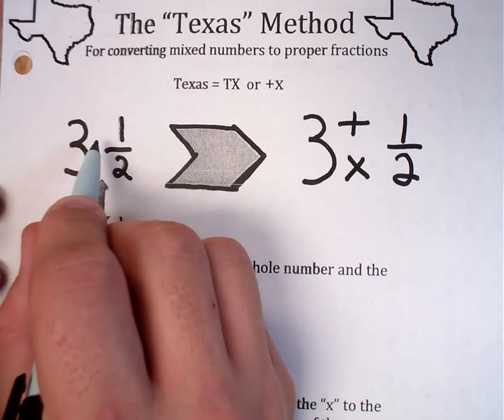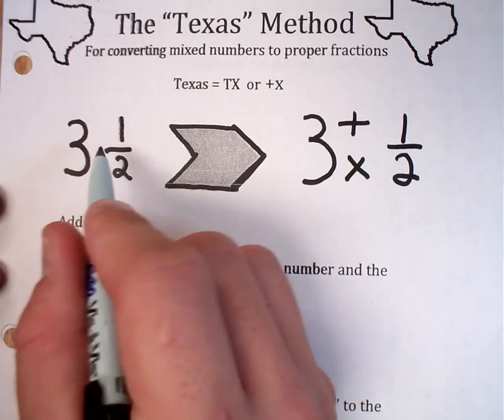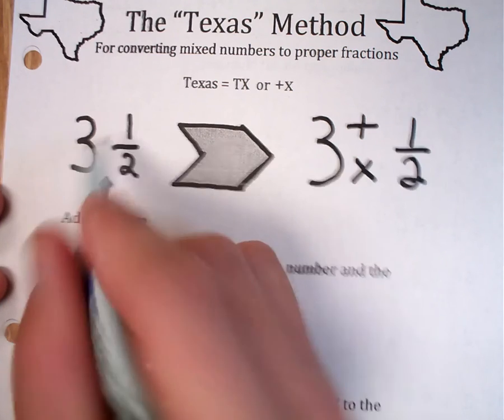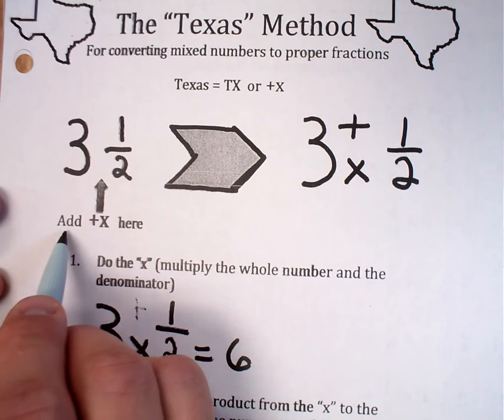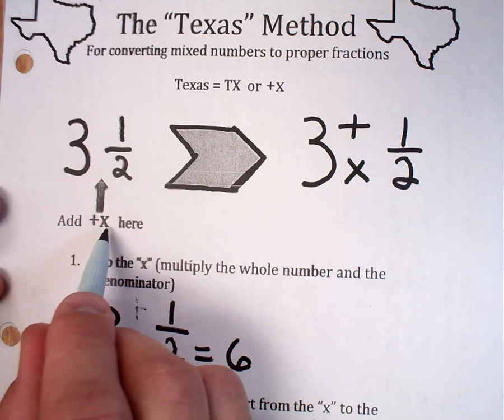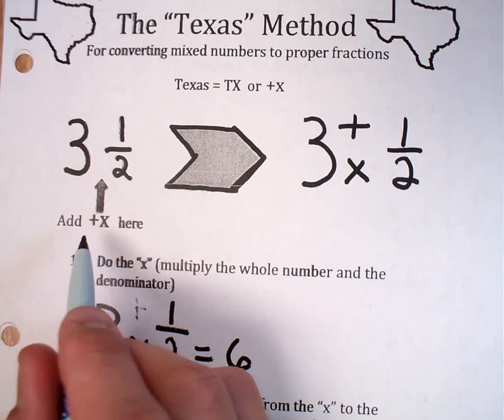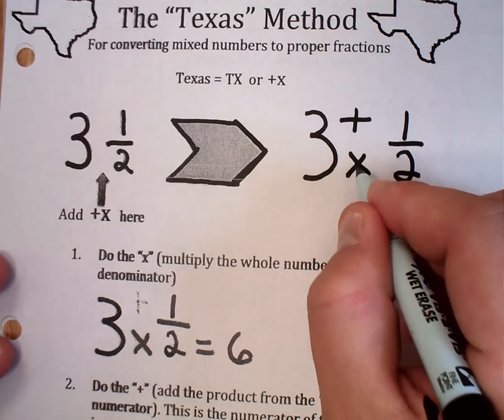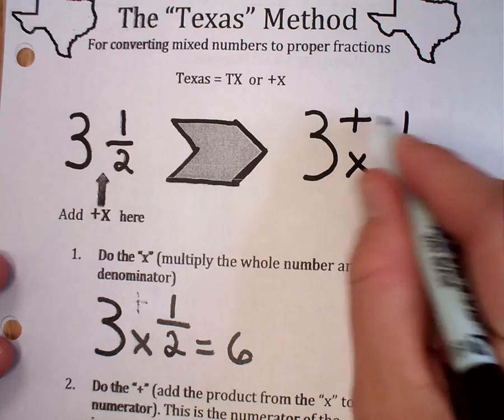What you'll do when you have to make it an improper fraction is go 3 times 2 plus 1. How do we always remember that? We can add a t and an x there, all right? Cross x plus times, whatever you want to call it. Just add it in there. All right, so 3 times 2 plus 1.